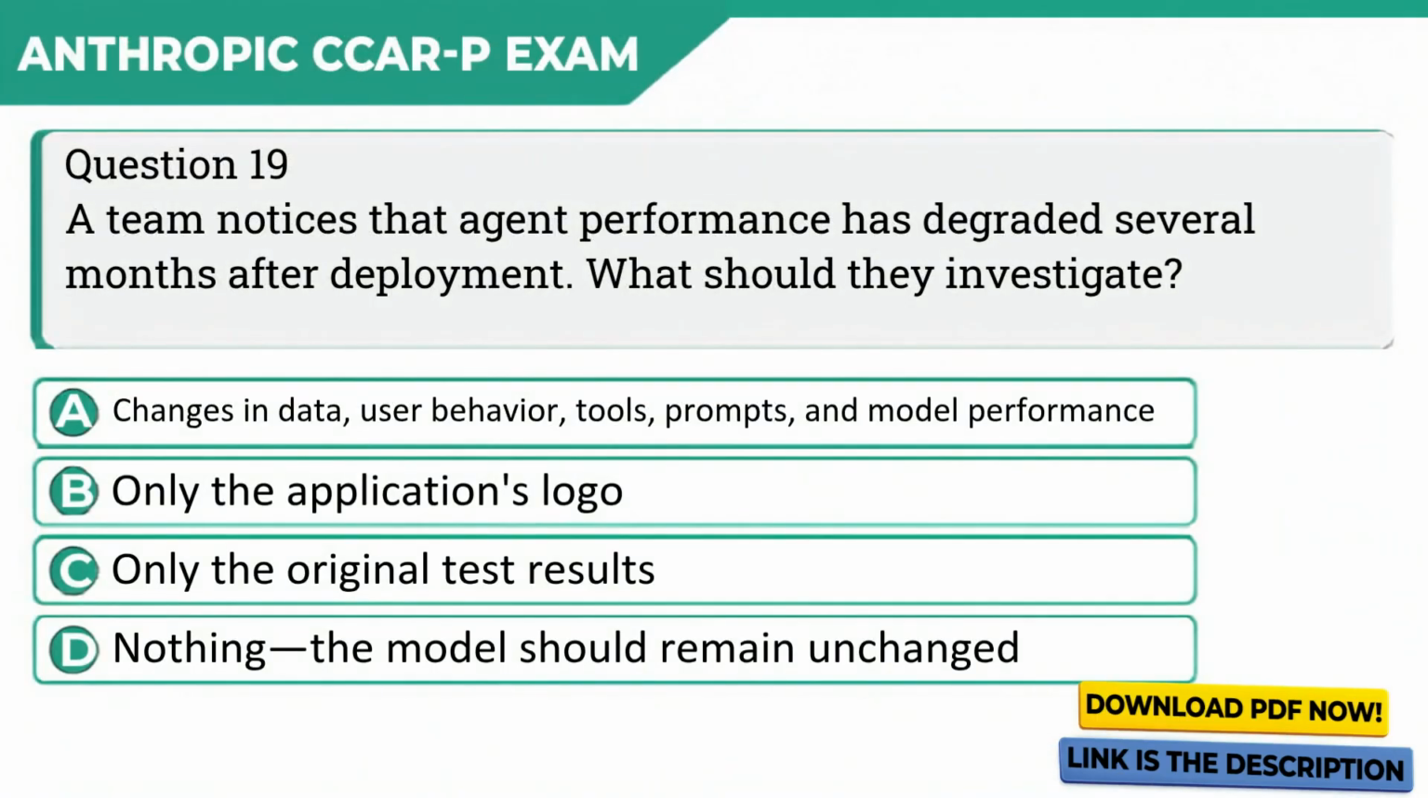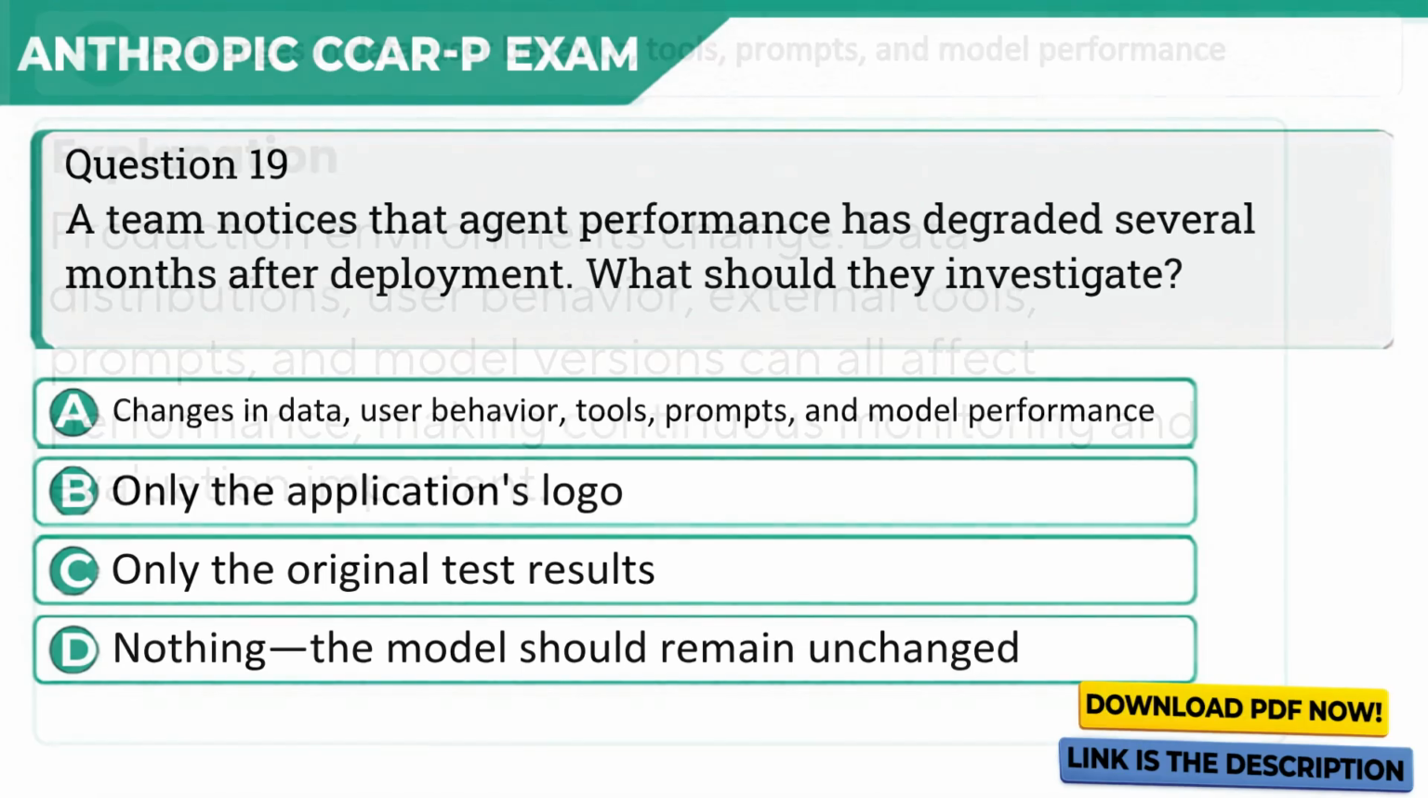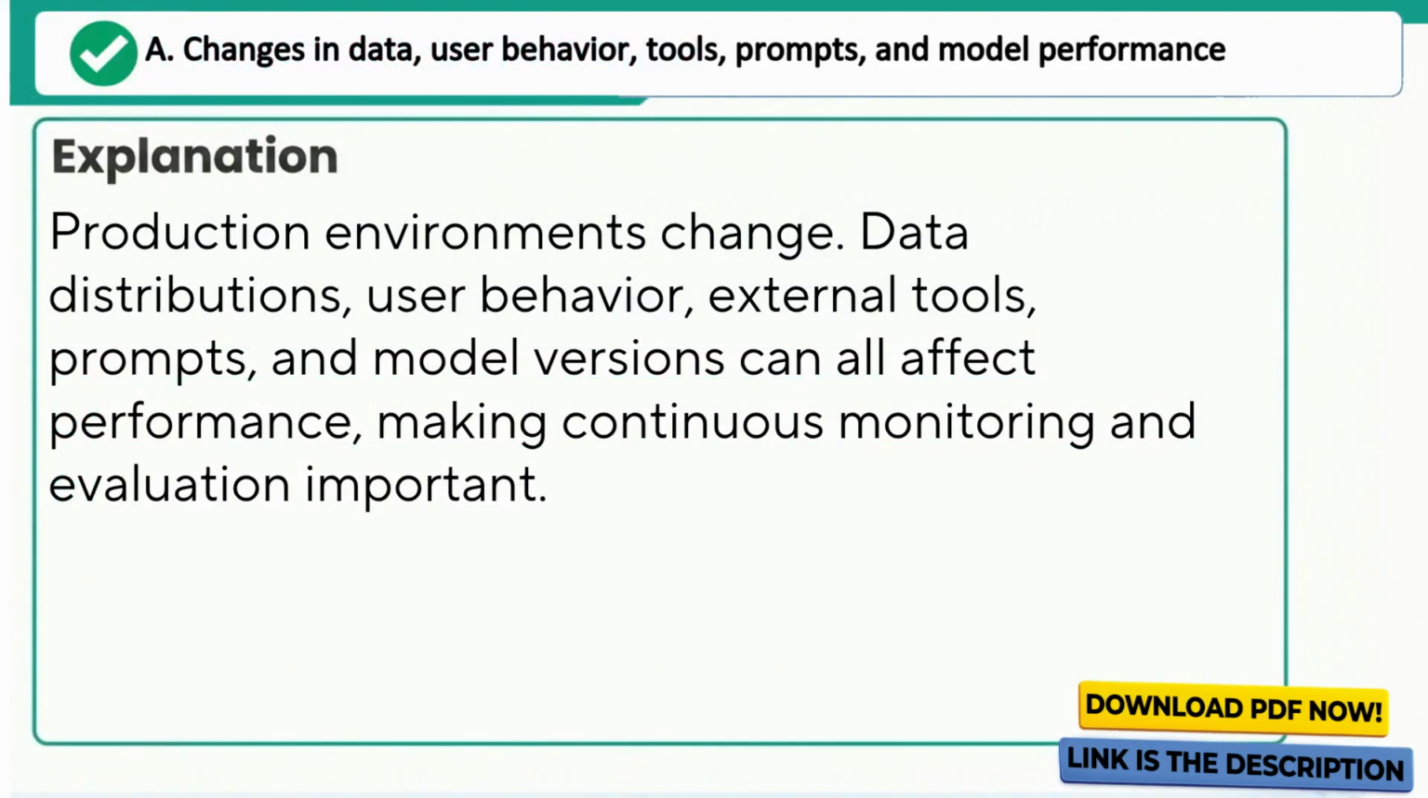Question 19. A team notices that agent performance has degraded several months after deployment. What should they investigate? A. Changes in data, user behavior, tools, prompts, and model performance. B. Only the application's logo. C. Only the original test results. D. Nothing. The model should remain unchanged. Correct answer. A. Changes in data, user behavior, tools, prompts, and model performance.